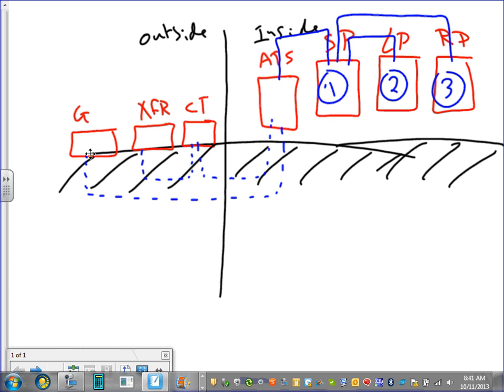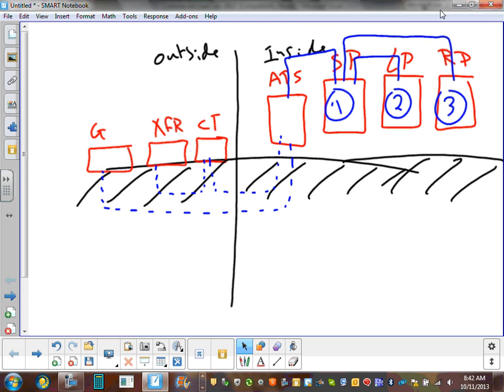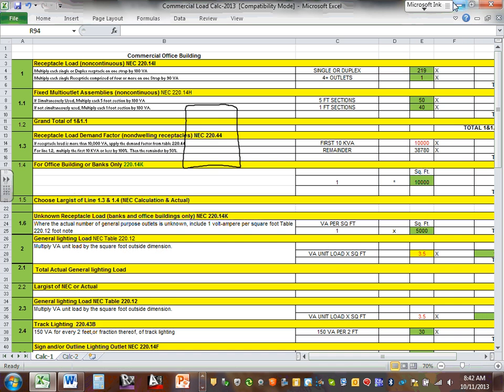Okay, so the sheet that you guys have is going to size the service panel, lighting panel, and receptacle panel. The auto transfer switch will follow the main panel. The generator and the CT cabinet we will size later. So that's what we're trying to size. Everybody can see the service panel, lighting, and receptacle panel. Okay, let's go to the first thing.